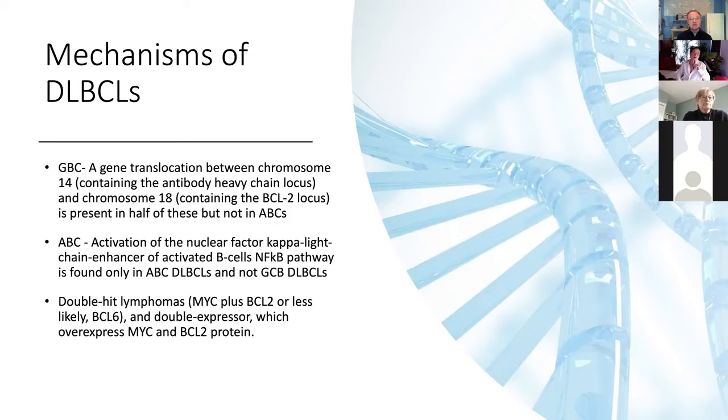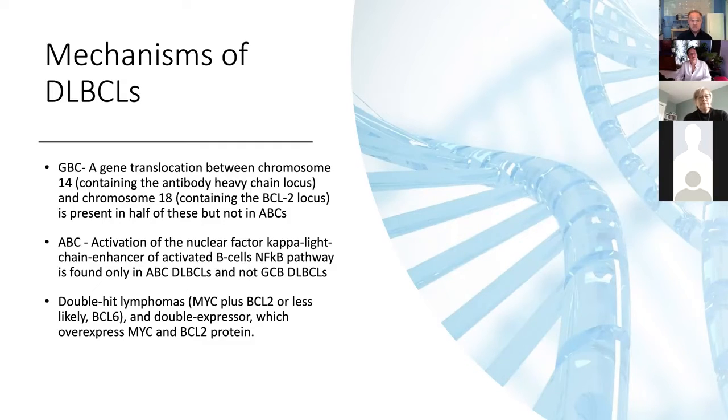So the GCB often contain a translocation, which means an exchange between chromosome 14, which contains the antibody heavy chain locus, and chromosome 18. So these two chromosomes kind of get stuck together and exchange bits of genetic information. It's called a crossover or translocation. So chromosome 18 contains the BCL2 locus. And so this is present in half of these types, but not necessarily in ABCs.